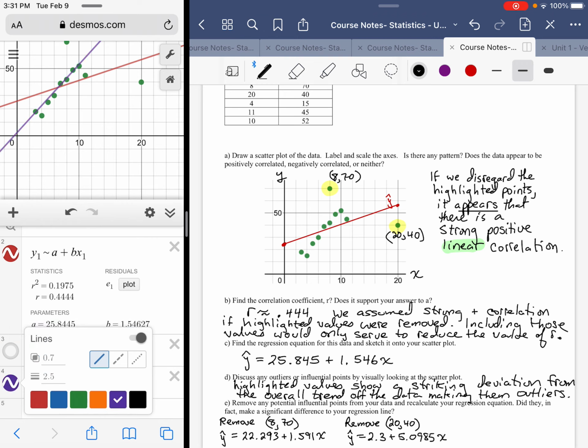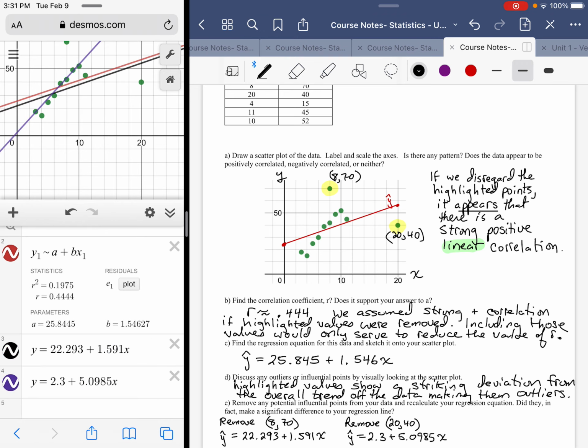I'll make it purple, so it makes it pop a little bit more. All right. So, like, wildly different. That's what the equation would be if only the 2040 was removed. That 2040 had a major impact on the nature of the equation, whereas that other value of 870, even though 70 is much bigger than 40, not so much. The reason why has to do with the slope.